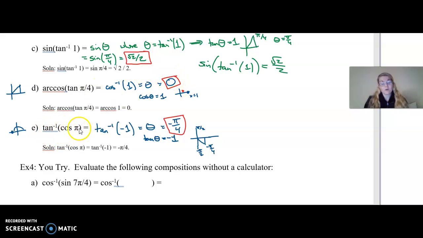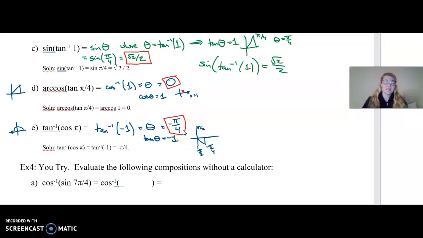Tan inverse of cosine of pi. Cosine of pi is -1, so this is going to be tan inverse of -1. That is some angle theta, so that tangent of theta is -1. So where is tangent -1? Since I'm originally starting with tan inverse, my theta has to be in either quad 1 or quad 4. So in quad 4, it's negative pi over 4. Negative pi over 4.